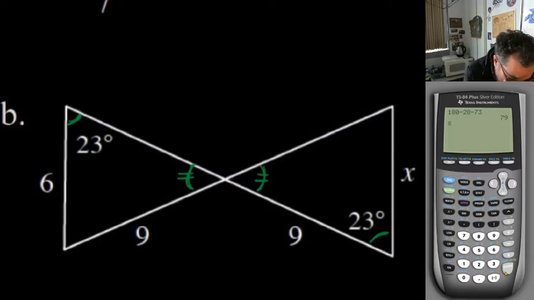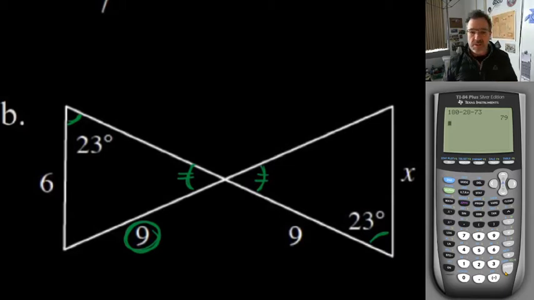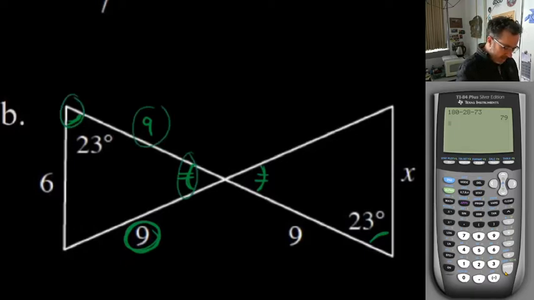I was ready to go with angle, side, angle, right? But the problem is that this 9 is in the wrong spot. One of the 9s is in the wrong spot. Either one of them has to be up or the other down. But if I knew that this was 9, those two triangles would be congruent by angle, side, angle. I can see it: this angle, this side, and then this angle.